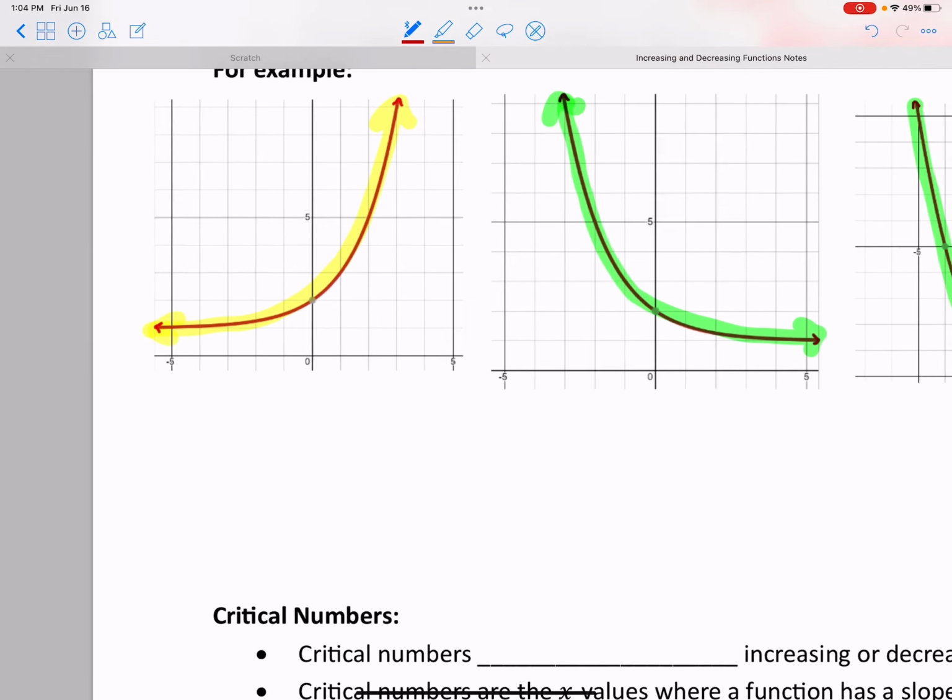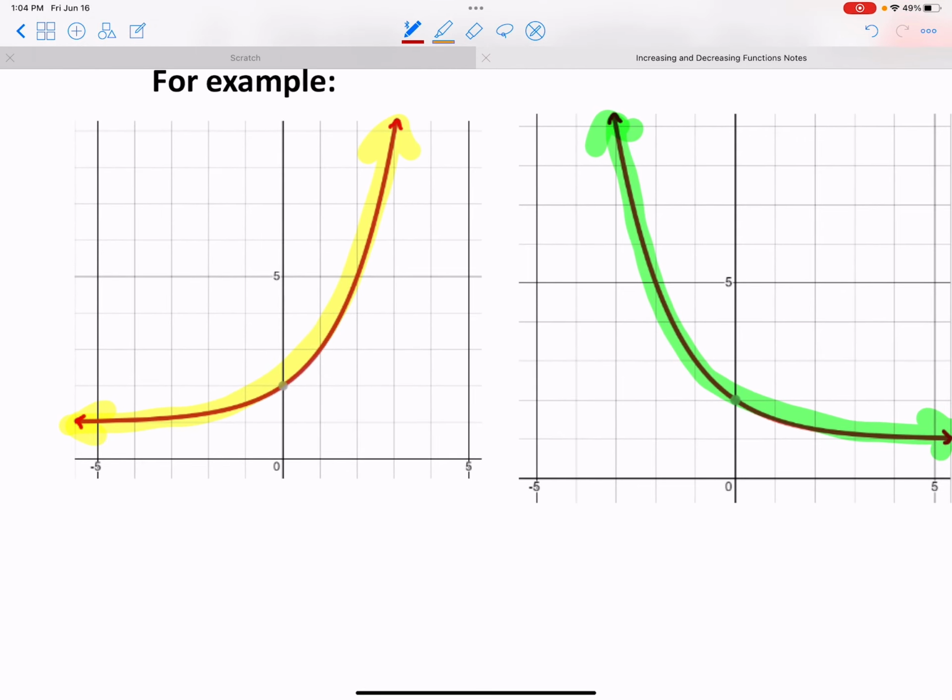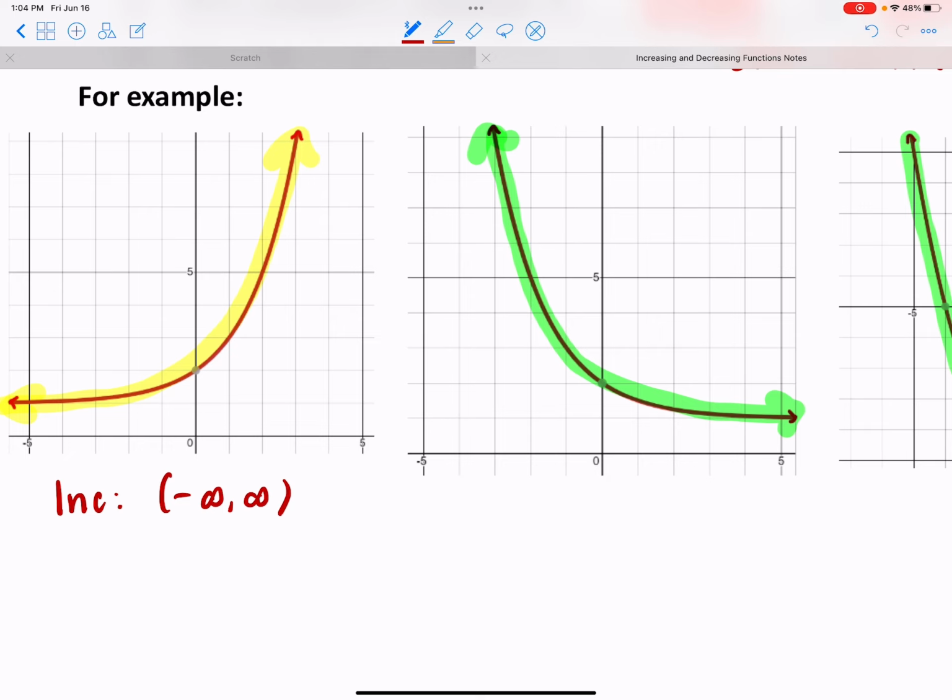Alright, and just to be thorough here, so we said this entire piece of graph, this whole thing is going to be increasing over its entire domain. So if I said where is the increasing interval, you would say, well, this whole domain, everything from negative infinity to infinity is increasing. And similarly here, we said this entire graph is decreasing, so we would say this graph is decreasing over its entire domain from negative infinity to infinity.